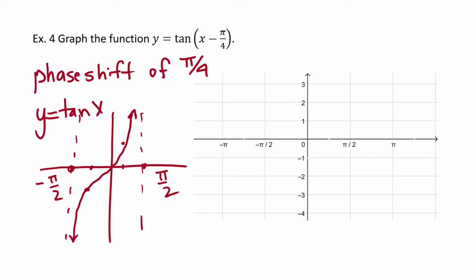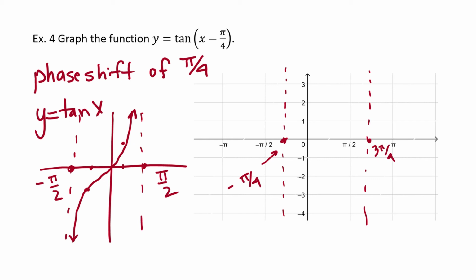Now, to incorporate the phase shift of pi over 4, I'll take the vertical asymptote at minus pi over 2, shift it to the right pi over 4 units. So the new, shifted vertical asymptote would be at negative pi over 4. Then take the pi over 2 and again shift it a positive pi over 4 units. So this would be at 3 pi over 4.